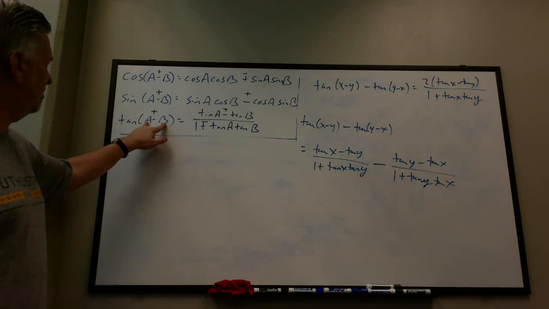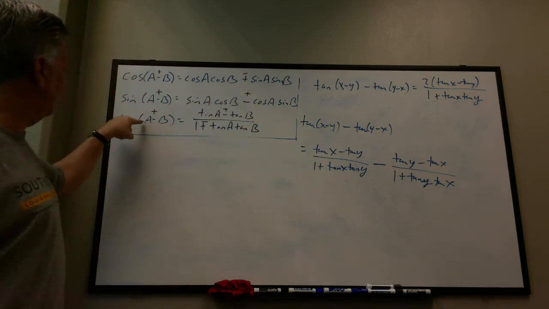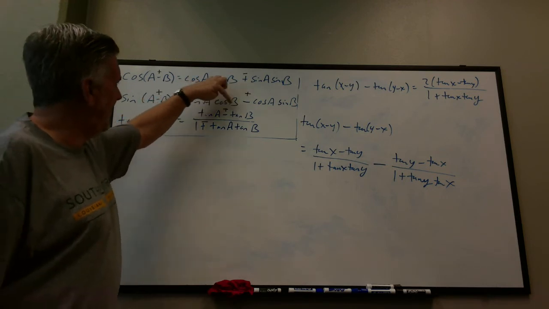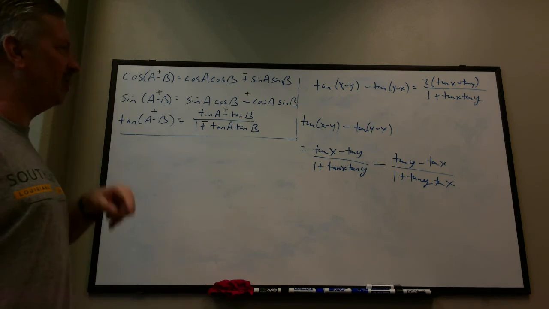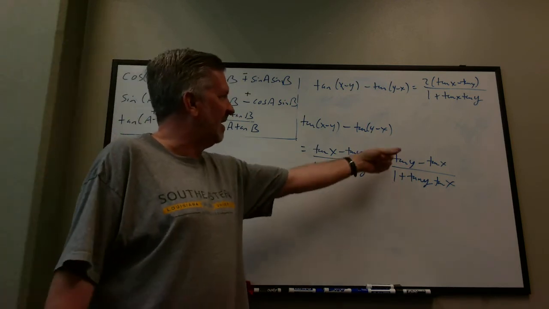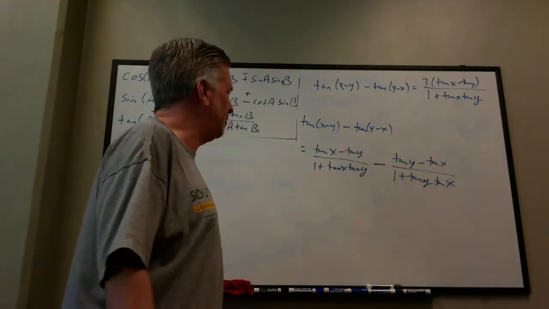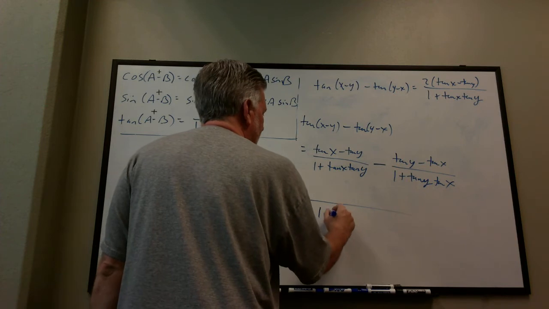So tan of x minus y, that's this one. And then tangent of y minus x, that's that. Now, it looks like we're on the right track, because if you look at the denominator we got on both of these fractions, it matches the denominator we're trying to get to. So that looks promising. So I have 1 plus tan x tan y.